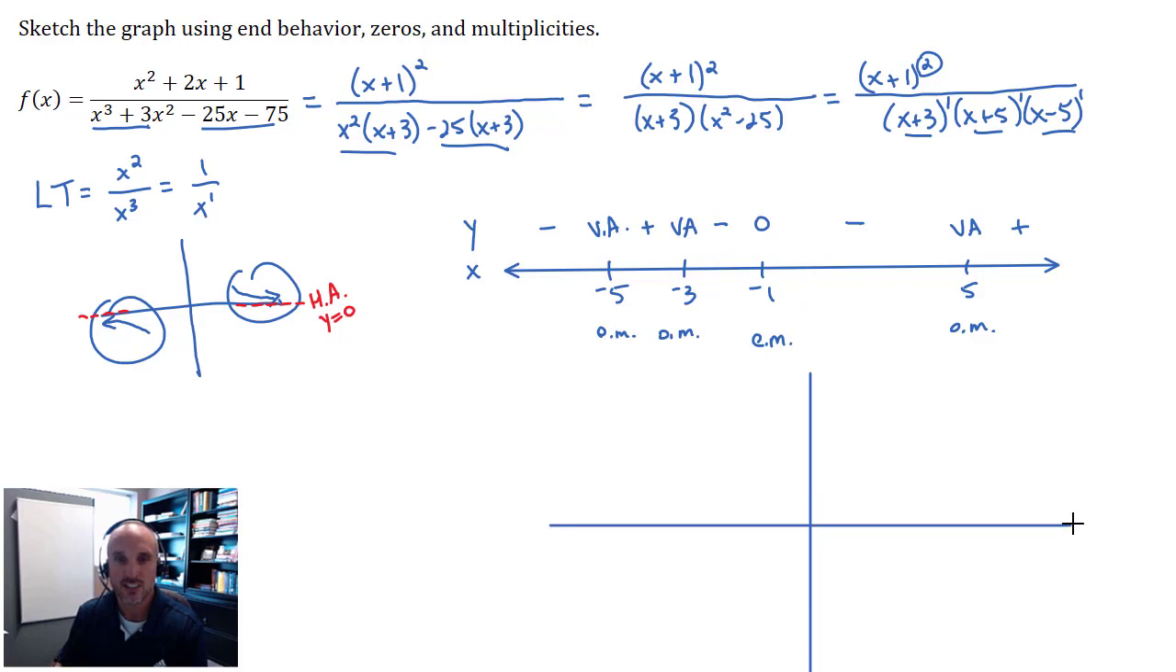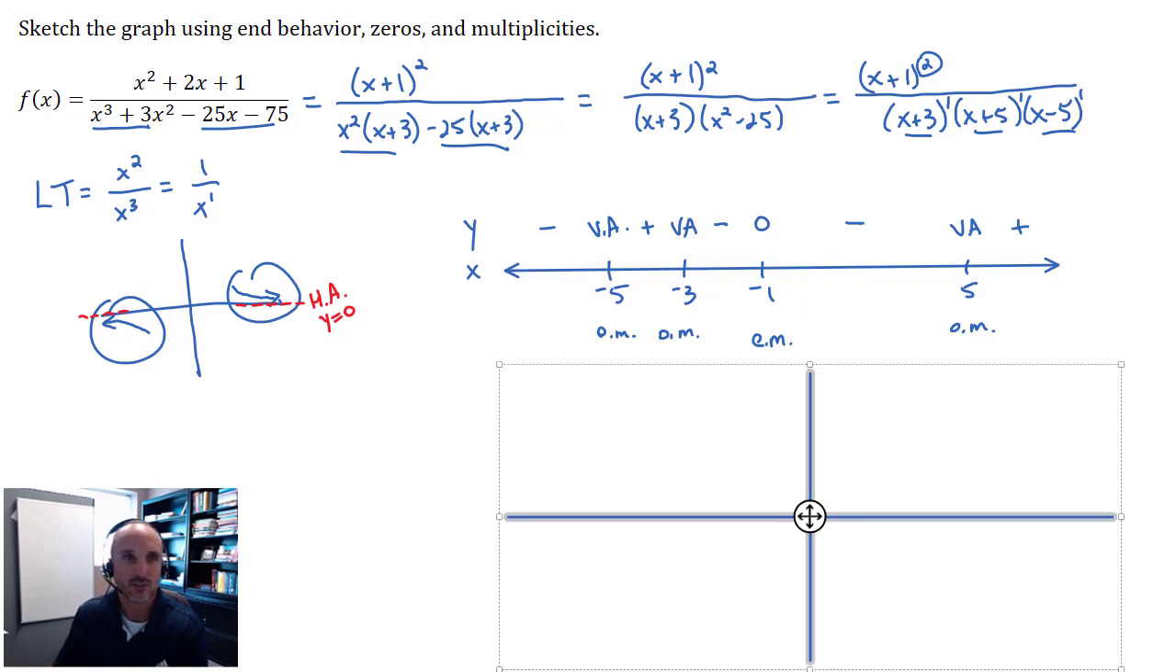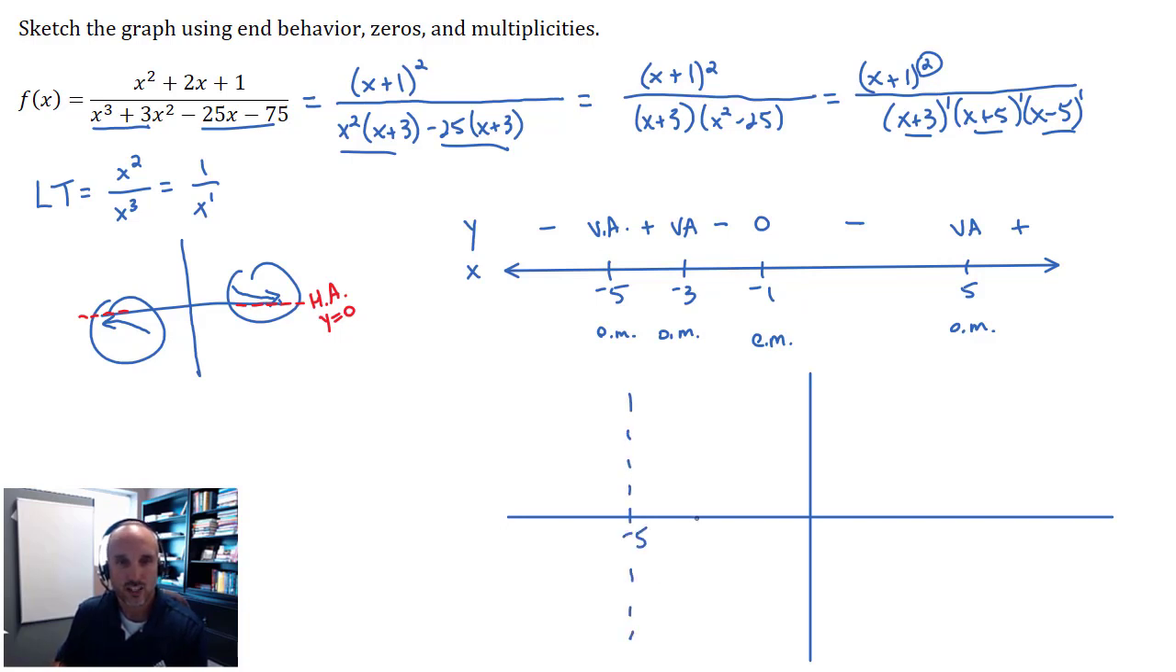So we can go ahead and sketch our graph. We've got negative 5 is going to have a vertical asymptote. Negative 3 is also going to have a vertical asymptote. Negative 1 is going to be an intercept.